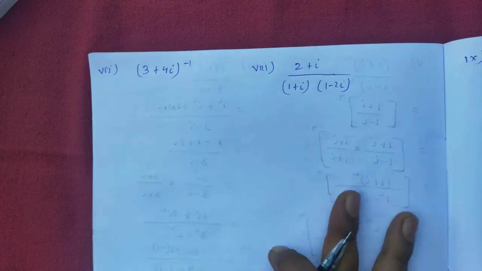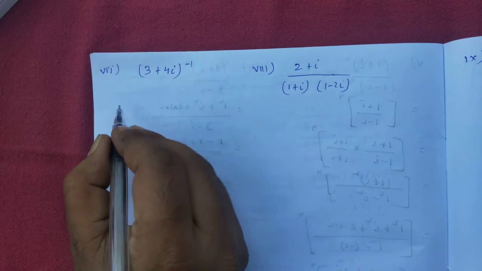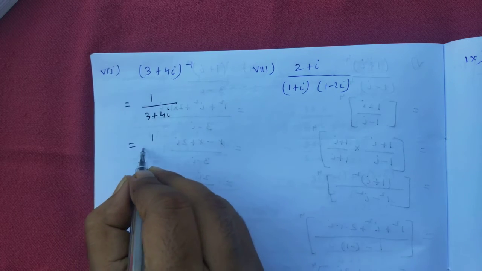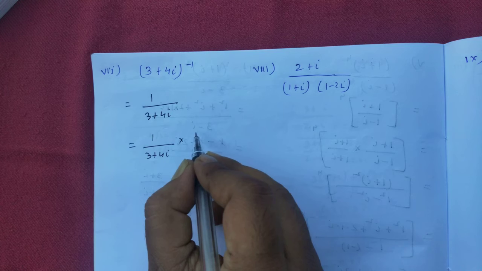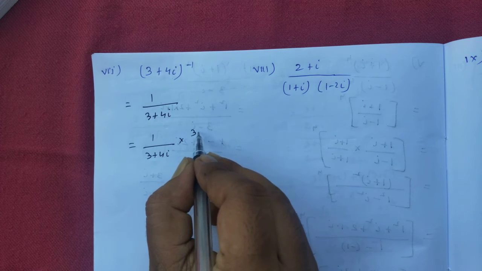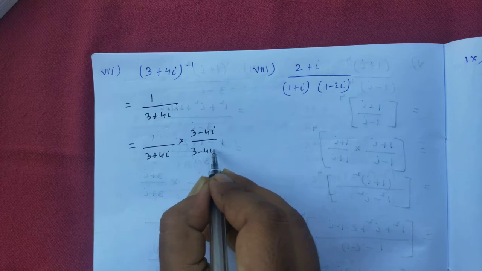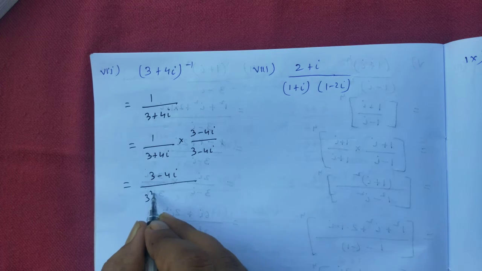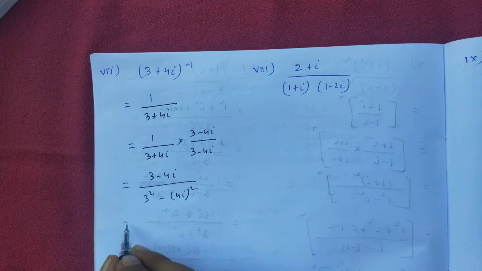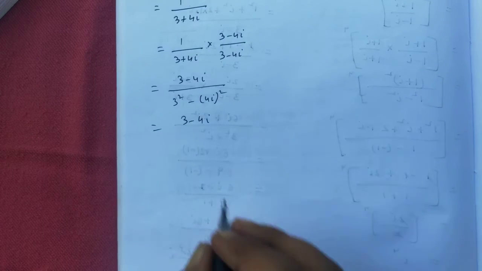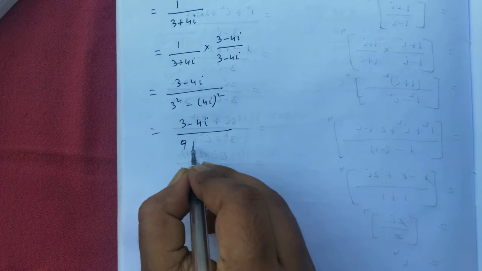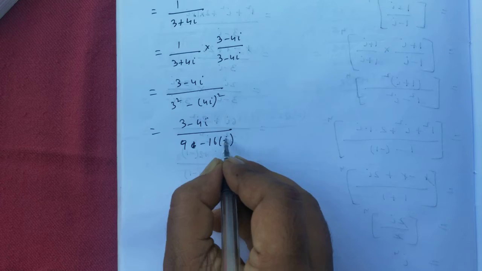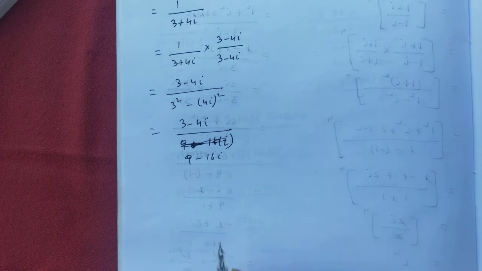Let's go to question number 7. Negative means inverse, so we can write 1 by 3 plus 4i, then rationalize. Outside will be same as it is. Downside a square minus b square: 9 minus 4 square is 16 i square. 9 minus 16 i square, okay.